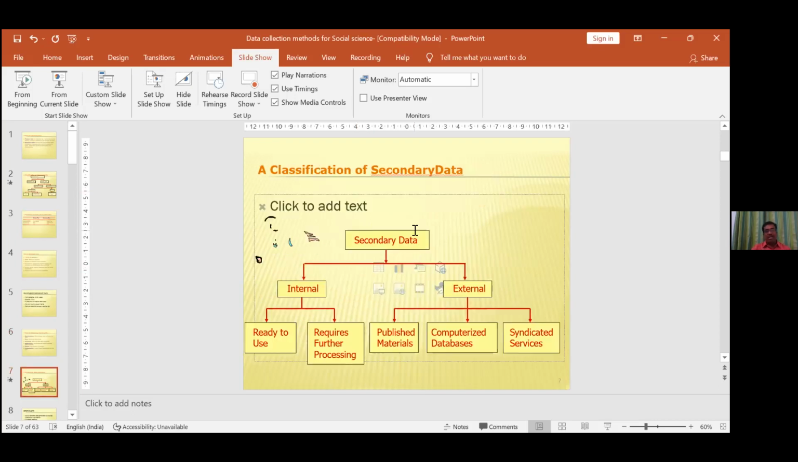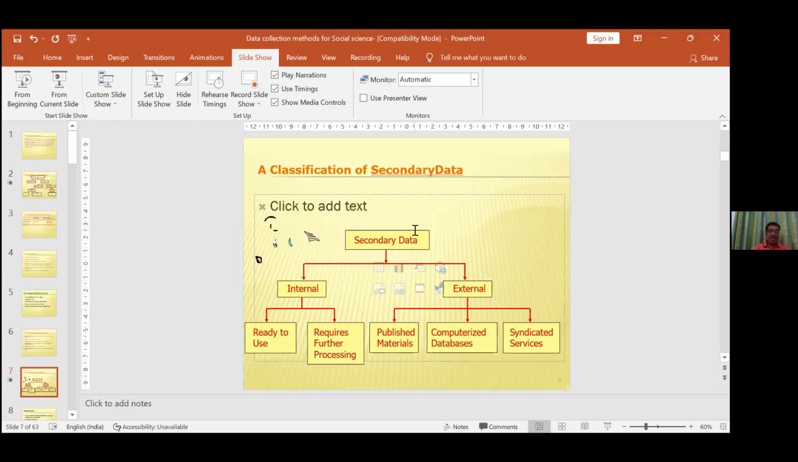Okay, now let's take secondary data. Secondary data can be classified into several types. One is internal data, another one is external data. That means you might already have generated some data within your organization. This is internal data. Internal data can be classified into two types: ready to use, and requiring further processing. What is ready to use? Already the data will be there, and you can make use of those data. What is requiring further processing? This kind of data requires some further processing.